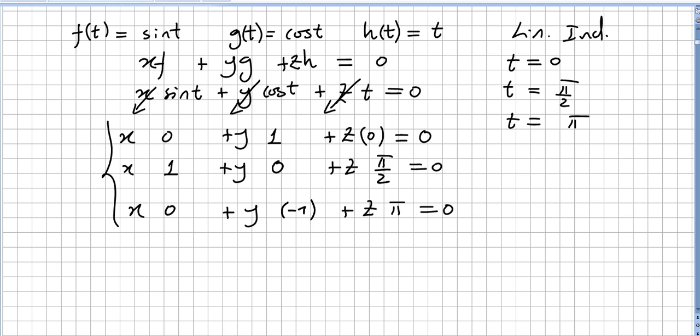So what we are getting here is x times 0, so we can erase this, y times 1, z times 0, so okay, we have a result here. Then x times 1, this 1 we can erase too, so we have z pi over 2 equals 0. And x times 0 here, this will be minus y, and this will be z pi equals 0.